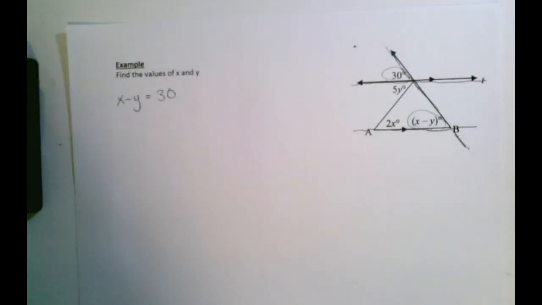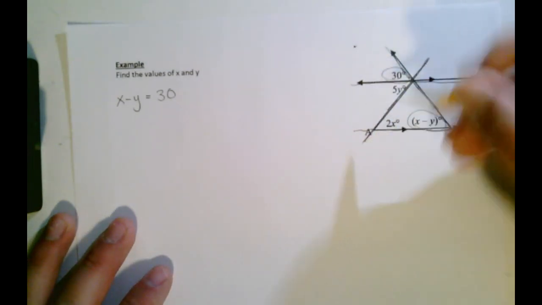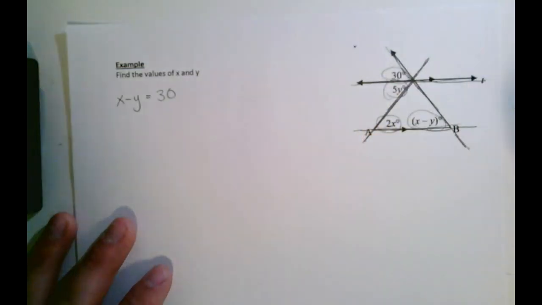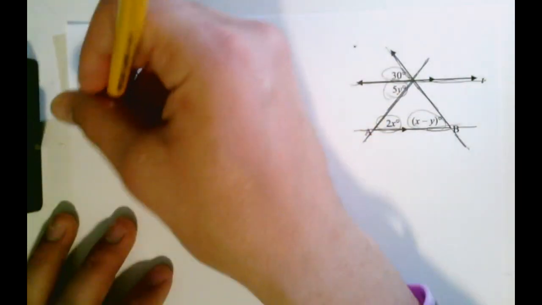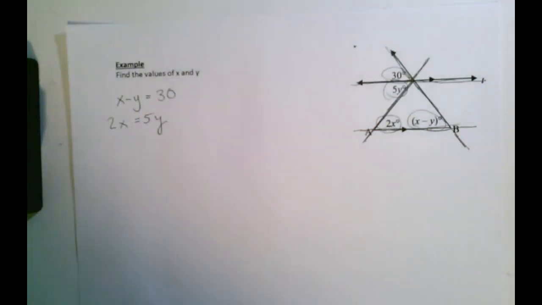The other thing I know is that if I take this same transversal on this side right here, and I still have this parallel line with this parallel line, these two are alternate interior, meaning I could set this up as 2x is equal to 5y. Same thing as the last problem.